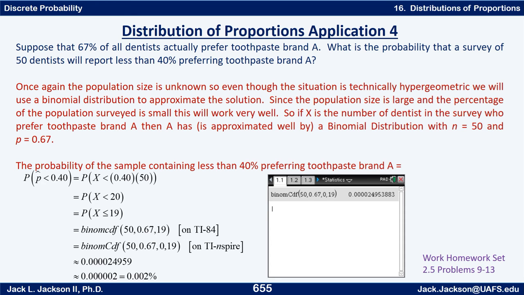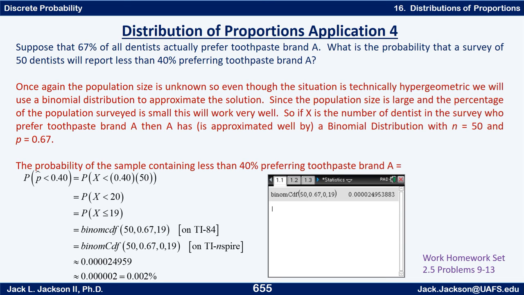Well, once again, the population size is unknown, so even though the situation is probably technically hypergeometric, we will use a binomial distribution that approximates the solution. Now, this is going to be okay because the population of all dentists is a pretty large number, and the percentage of the population surveyed is pretty small. We're only surveying 50 dentists. So a binomial will work very well in this case.